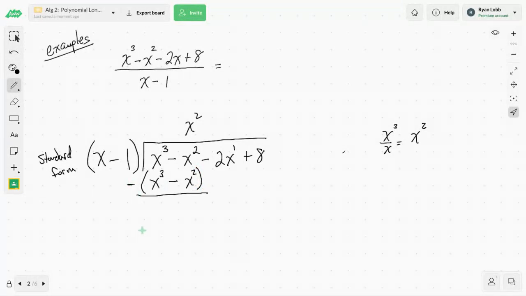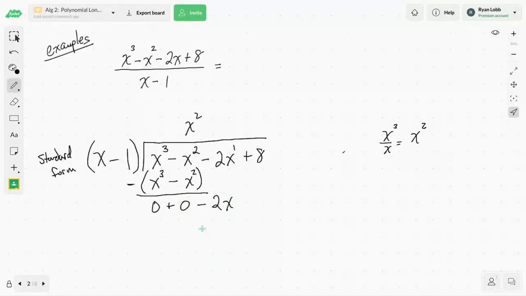Now make sure you say what you're doing. Make sure you pay attention to your signs. x cubed minus x cubed, that cancels. Negative x squared right here, minus a negative is a plus. So negative x squared plus x squared also cancels. So this becomes just 0 plus 0, right? This is all 0. Gone. Bring down the next term just like you normally would.